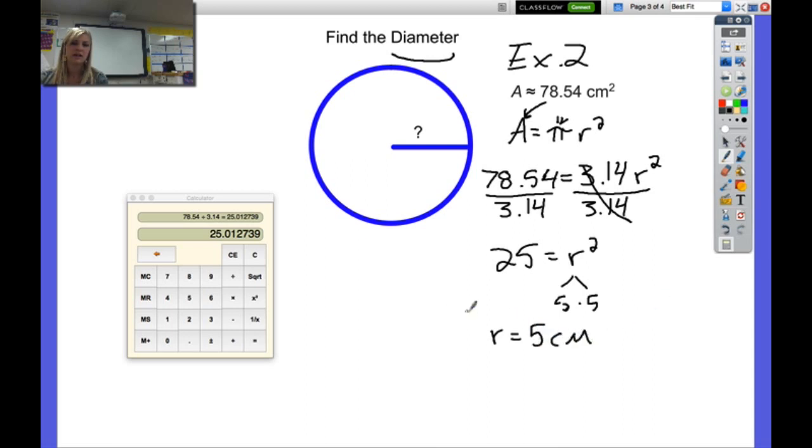Now this question didn't ask me for radius, so I'm not quite done yet. I know from the center to the edge is 5, so all the way across I would then have to double that, and this is 5. So my diameter all the way is 10 centimeters. So this is my final answer.